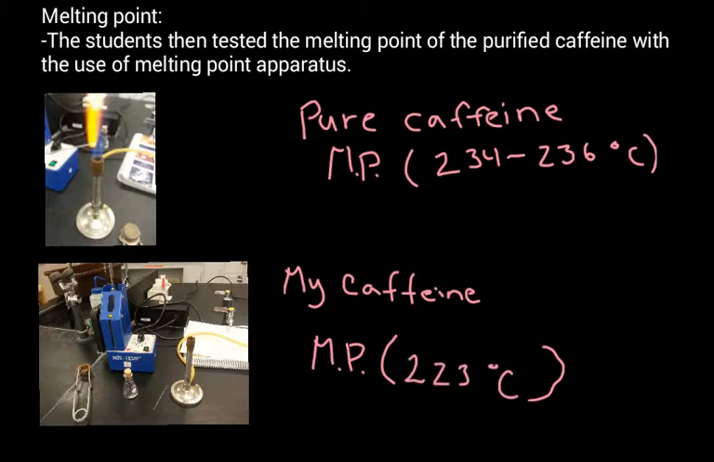The change in melting point is due to technical errors like contamination from the drying agent or other organic materials that probably were not separated properly. But the student did get pretty close to that 234 to 236 degrees Celsius, which is actually the pure caffeine.